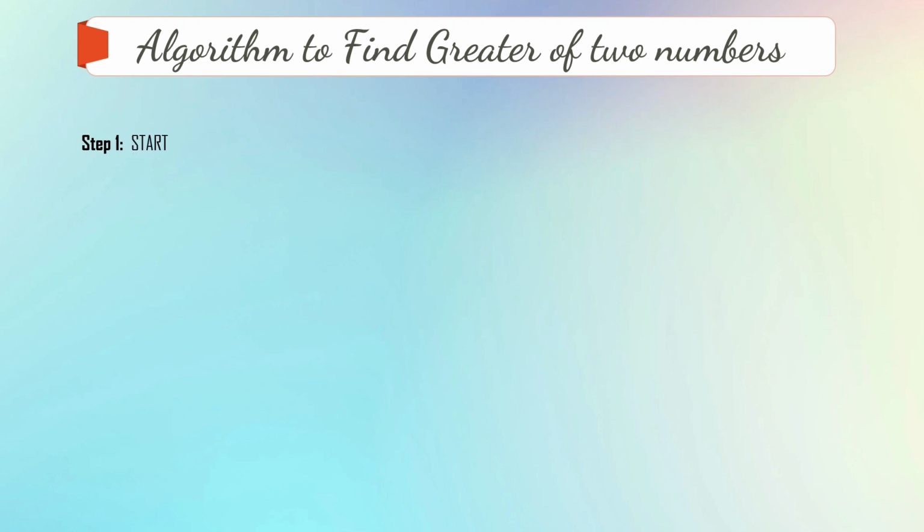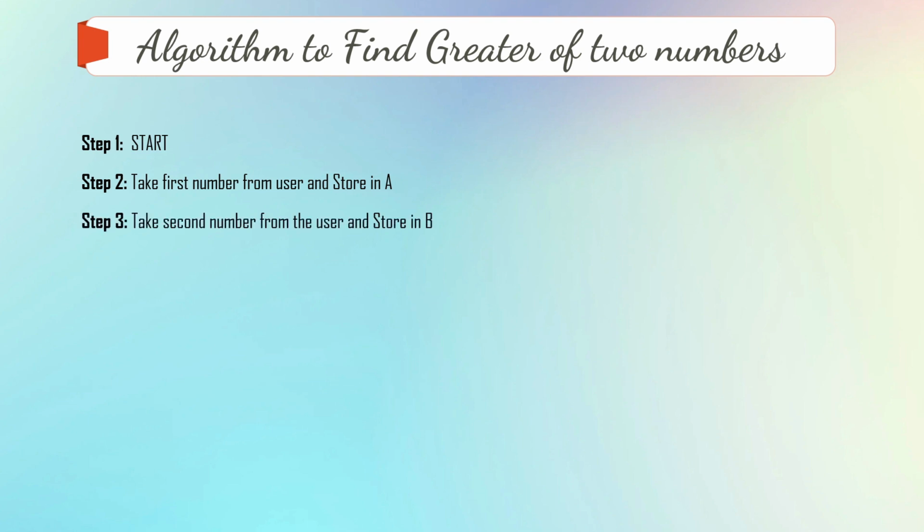First step is start as usual. Second step is take the first number from the user and store it in A. We'll need two numbers, right? Step 3 will be take the second number from the user and store it in B. Now step 4. Now something has changed here, something new. If A is greater than B, go to step 5, else go to step 7.